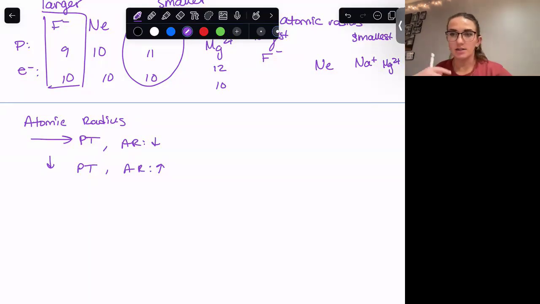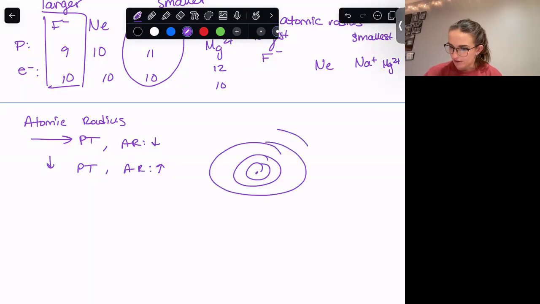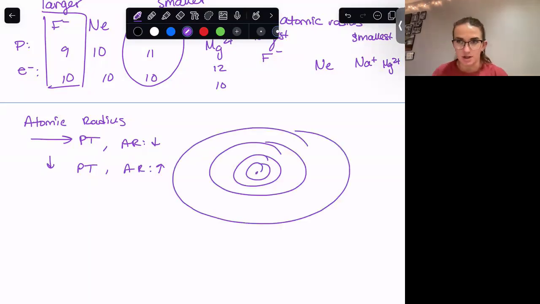As we go down the periodic table, we're adding shells each time. And so our shell and our atom just keeps on getting larger and larger, right? We're drawing more and more circles, bigger and bigger circles with each energy level that we add. So your atomic radius is going to increase.